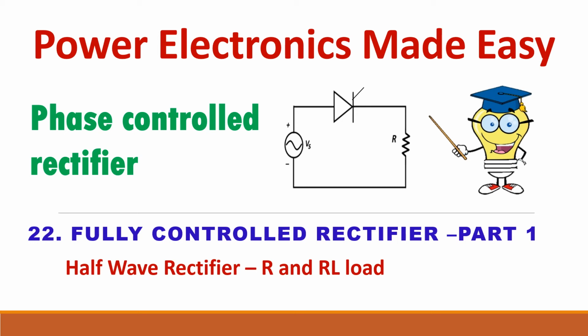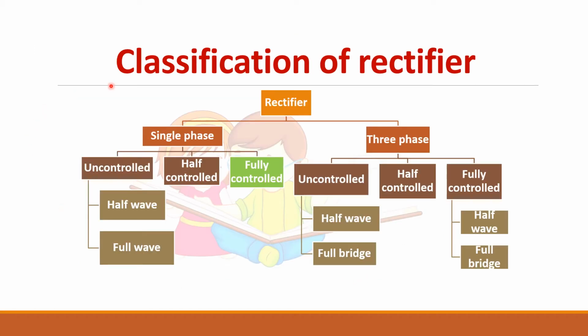Let us see about phase control rectifier or the fully controlled rectifier. In that we will see about half wave rectifier with R and RL load. So this is the classification of rectifier. We have already seen about uncontrolled rectifier, in that both half wave and full wave is completed. So here in uncontrolled rectifier diodes were used. Now we will see fully controlled rectifier which uses thyristor.